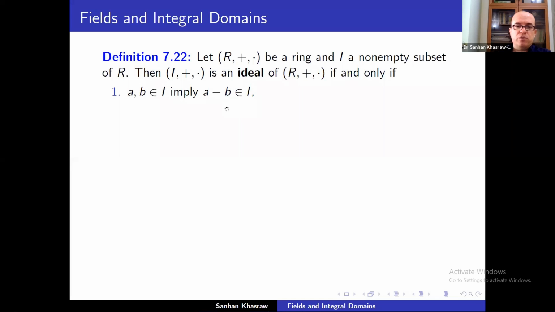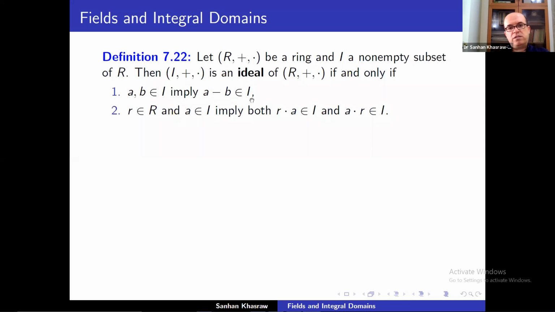So in group theory, we do have H is a subgroup, let me call it, if a, b belong to the subset, then a star b inverse belongs to the subset. Here I have a minus b because our operation is addition. So I can say b inverse equals minus b. That's why a minus b belongs to I.